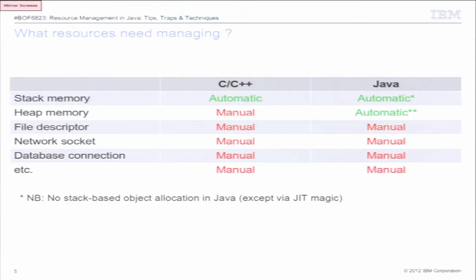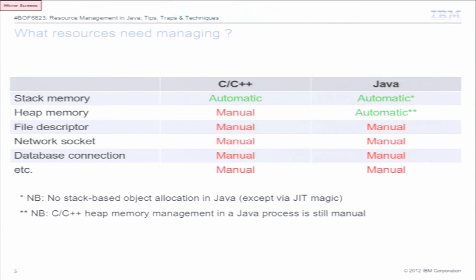Now, the notes beneath here say that in the C case, as well as primitive variables allocated on the stack, you can also allocate structures on the stack. Whereas in Java, that basically doesn't happen. If you want to have new objects, then they get allocated on the heap, and the only time when that doesn't happen is when the JIT in the VM is smart enough to work out that actually it can get away with allocating things on the stack instead.